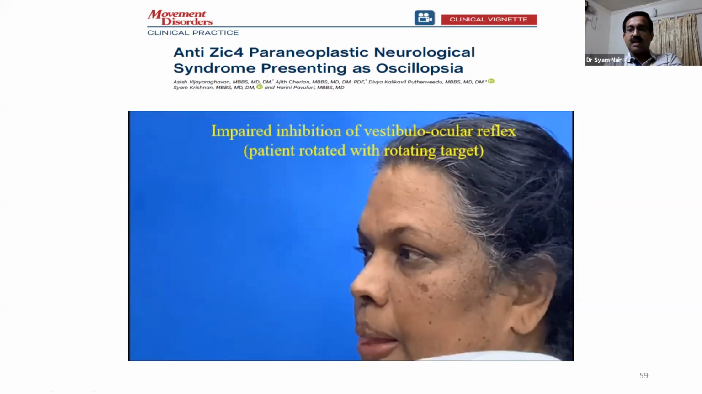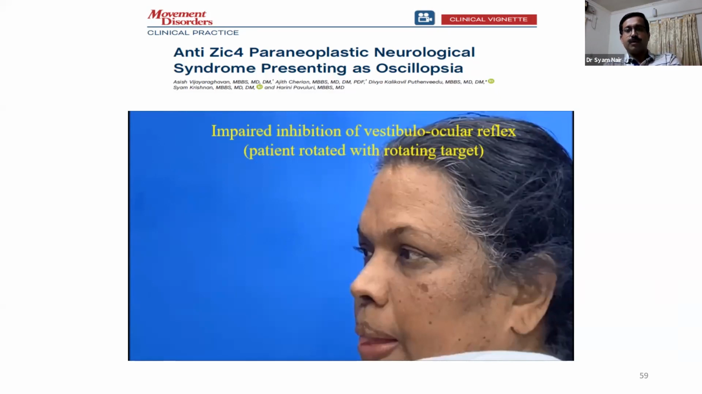sit on a rotating chair and keep your finger in front of the patient. You rotate the chair and you rotate the finger also around the patient and ask the patient to keep the gaze fixed. That is, the chair is rotating, your finger is also moving around at the same rate, and there should not be any saccadic intrusion. That is, the patient should be able to fix. That is because the normal vestibulo-ocular reflex, which should become active when the chair or the head is rotating, is suppressed normally by fixation.